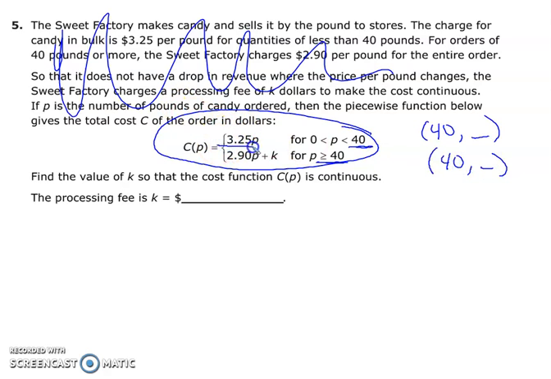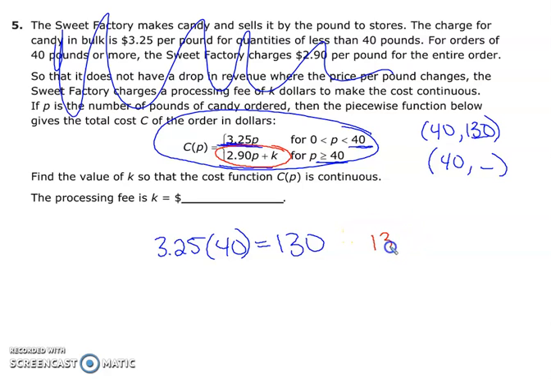So how do I find out what this is if this p is 40? I plug in 3.25 times 40. So on your calculator, 3.25 times 40 is 130. Okay, so now I need this whole equation to equal 130. 130 equals 2.9 times 40 plus k.